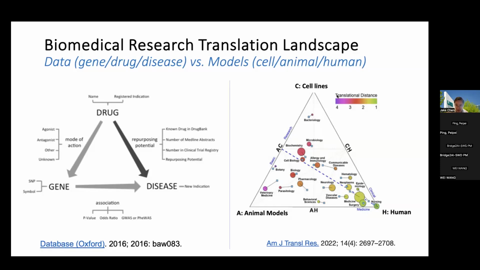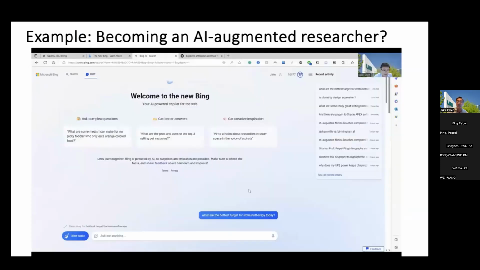As you can see, bacteriology is more done on the cell lines. Veterinary medicine relies more on animal models. Rightfully, nursing is only for humans. All of the others are moving in between. So this is a translational research landscape. And the question is, can generative AI today already make some impact? I actually recorded a 3-minute video, and let's play it.